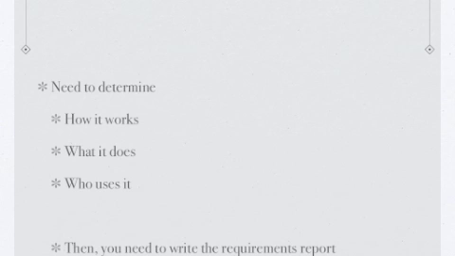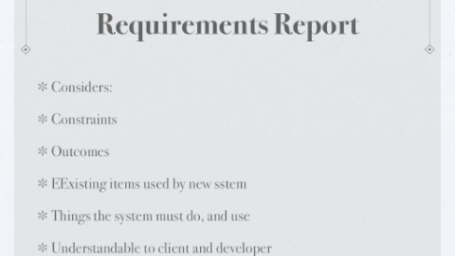After that, you need to write the requirements report. The requirements report considers the constraints, outcomes, existing items used by the new system, things the system must do and use, and also it must be understandable to the client and developer. So the idea is that the client should be able to understand it, because if the client doesn't understand it and thinks that it promises more than it does, then you will have problems when you deliver the system and the client doesn't accept it.